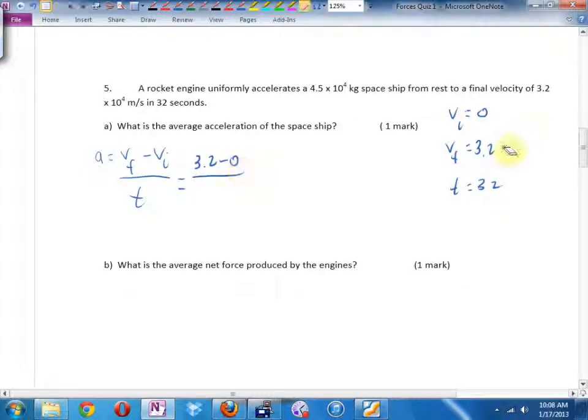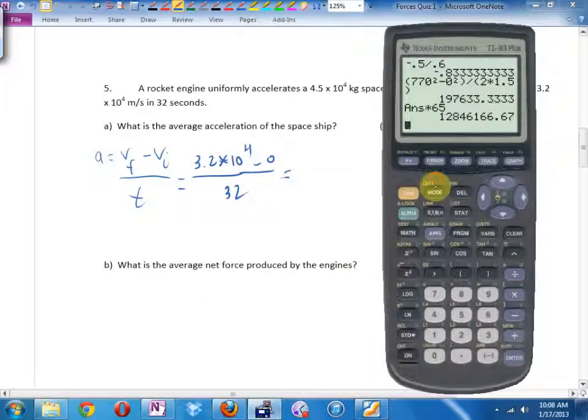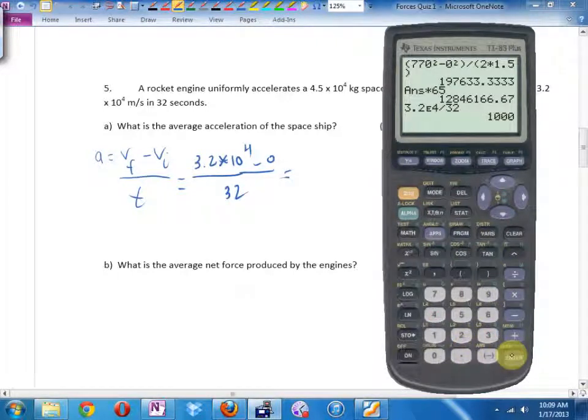Oh, I didn't even see that. Times 10 to the 4th. That seems like a little slow rocket ship to me. Makes way more sense. Times 10 to the 4th minus 0 all over 32. I think this will work out evenly. I think you're just going to end up with 10 to the 3rd, 100, I think. But let me see. 3.2 times 10 to the 4th divided by 32, 1,000, not 100, 1,000.